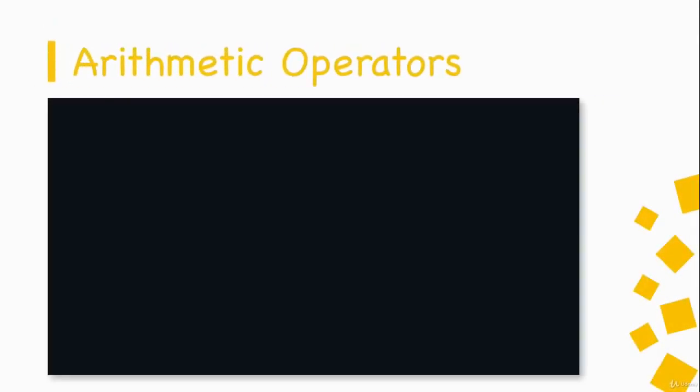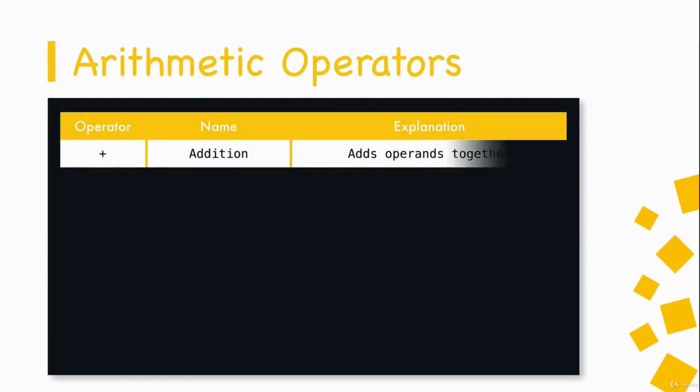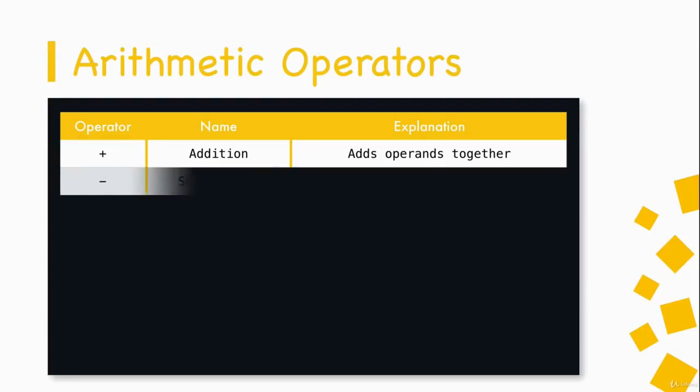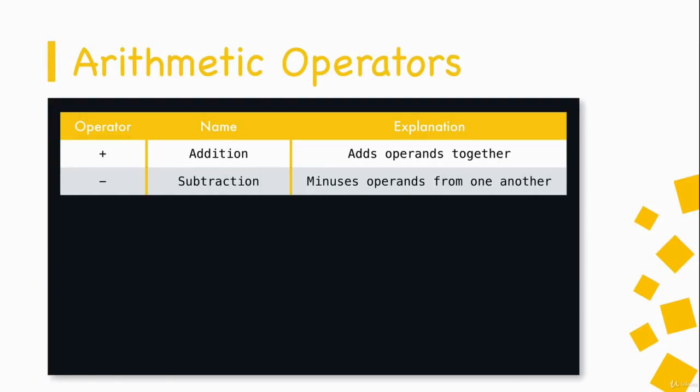Now, in order to do basic mathematics like addition, subtraction, multiplication, and division, JavaScript provides some basic arithmetic operators. Here's a list of a few of them. So first, we have the addition operator, which is a plus. This addition operator adds operands together, just like in basic math. And then we have the subtraction operator, which is the minus symbol. It subtracts operands from one another.